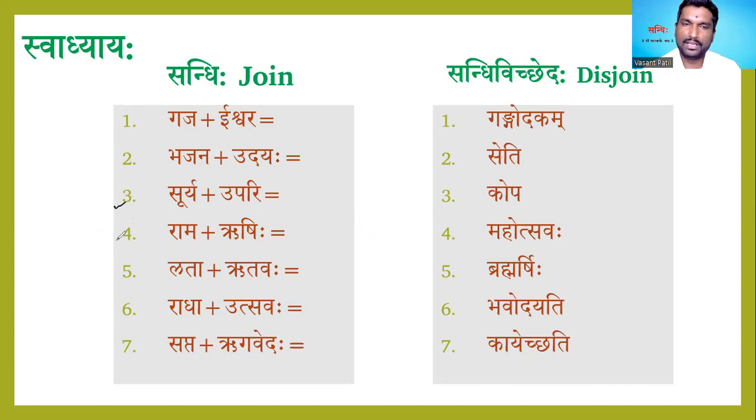Surya plus Upari. Rama plus Rushihi. Lata plus Rutavaha. Radha plus Utsavaha. Sapta plus Rugveda. These are sandhis, meaning you have to join them. But here sandhis are already given, and you have to do disjoining. You have to open them up.